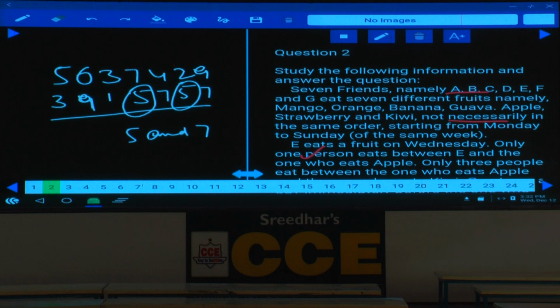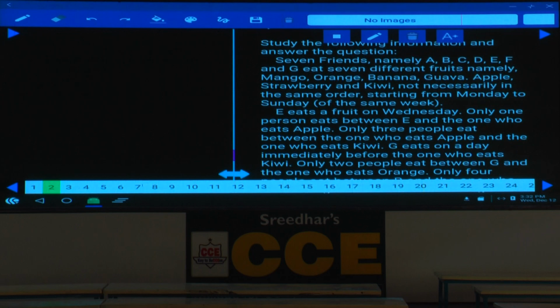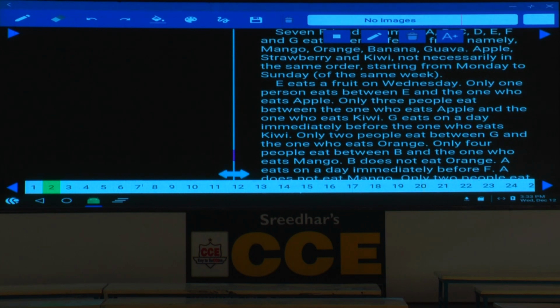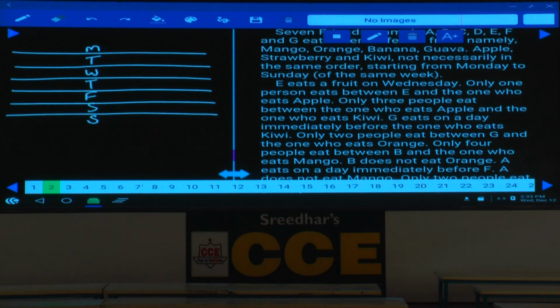Then questions 2 to 7 are based on 7 friends, namely A, B, C, D, E, F, G, who eat 7 different fruits, namely mango, banana and so on, from Monday to Sunday. Monday to Sunday is clearly given, hence Monday, Tuesday, Wednesday, Thursday, Friday, Saturday and Sunday. Now 7 days, 7 different friends, and 7 different fruits. First we need to identify the persons who are eating which fruit and on which day.